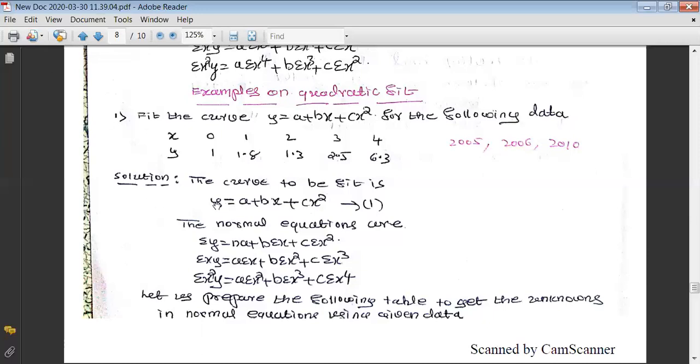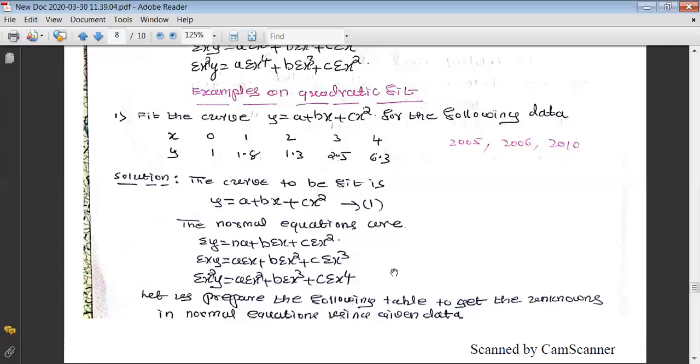And the first normal equation is given as, take the direct summation, that is summation y equal to, if you add a n times, n into a, plus b is a constant, b into summation x, plus c is a constant, summation x square. Multiply both sides by x, take the summation, you'll get this. Multiply both sides by x square, then take the summation, you are going to get this.